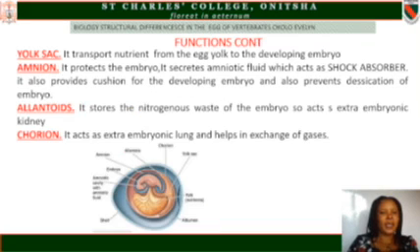Number 1, which is the yolk sac. It transports nutrients from the egg yolk to the developing embryo. Then the second one, amnion. It protects the embryo. It secretes amniotic fluid, which acts as shock absorber. It also provides cushion for the developing embryo and also prevents desiccation of the embryo. The third one is allantois. It stores the nitrogenous waste of the embryo, so acts as extra-embryonic kidney. Then the last one, which is the chorion, it acts as extra-embryonic lung and helps in exchange of gases.